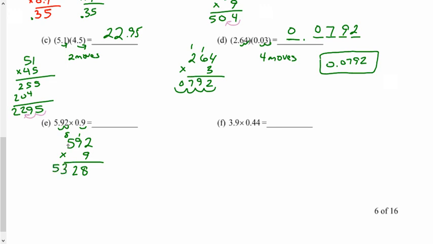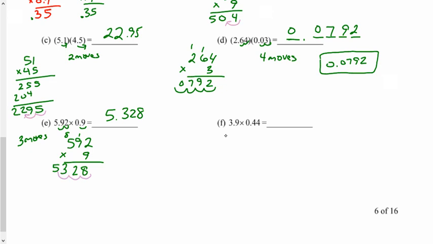So we've got 53, but remember, we moved this 3 places to start with. So we've got to move the decimal back 3 places. So we're going to go back 1, 2, 3 places to there. That ultimately gets me 5.328. And again, just for confirmation, we have 3 decimals that were being multiplied. Over here, these factors, there's 3 decimals total, and we have 3 decimals in our answer.